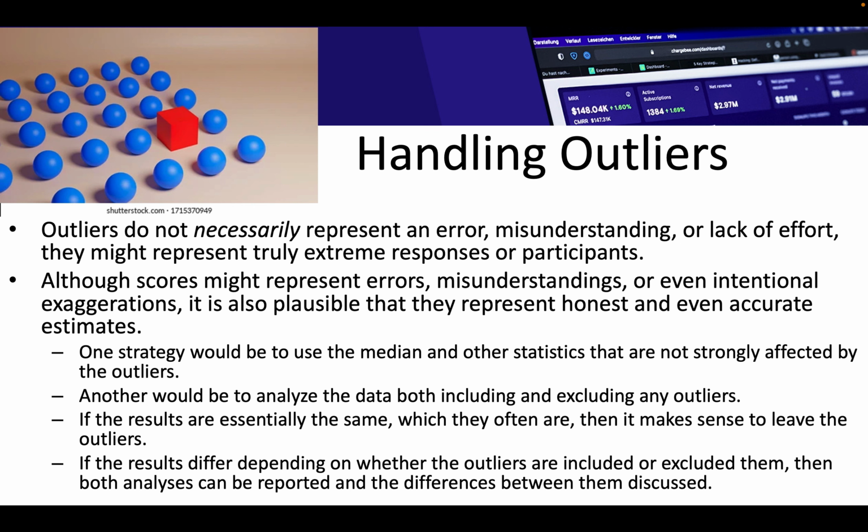Outliers do not necessarily represent an error, misunderstanding, or lack of effort. They might represent truly extreme responses or participants. Although scores might represent errors, misunderstandings, or even intentional exaggerations, it is also plausible that they represent honest and even accurate estimates. One strategy would be to use the median and other statistics that are not strongly affected by the outliers. Another would be to analyze the data, both including and excluding any outliers.